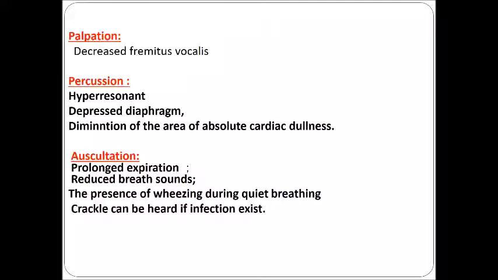Then there will be a depressed diaphragm. The diaphragm will be flattened due to overinflation of the airways. So this resonant sound will be heard for more than 1 or 2 intercostal spaces beyond the normal range. Then there will be diminution of the area of absolute cardiac dullness because of overinflation of the lungs. The resonant area will cover the dull area.